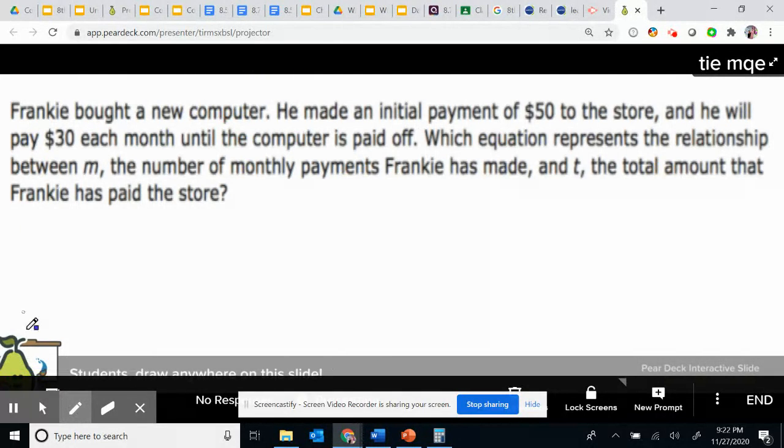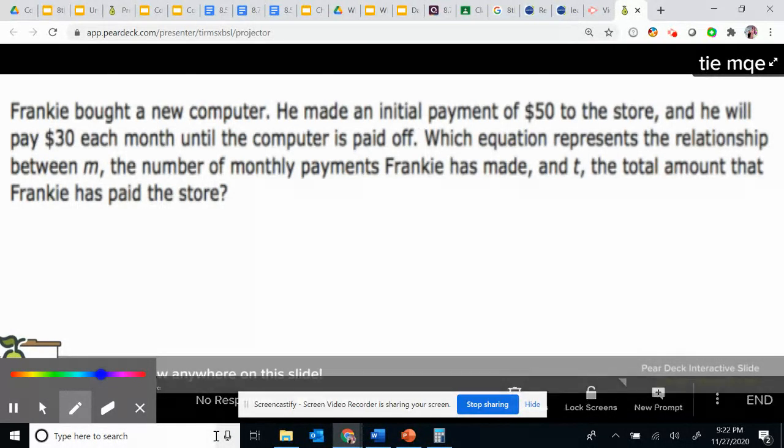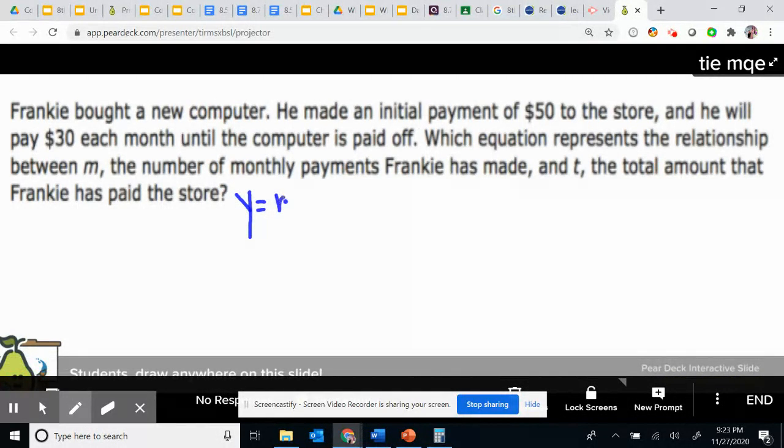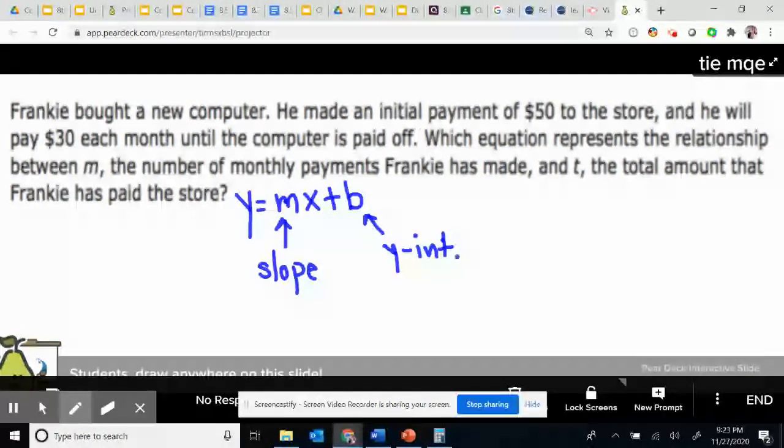All right, so the first thing I'm going to do is write my formula for slope-intercept. And we know that that is y equals mx plus b, where m represents our slope and b represents the y-intercept. So just put y-int for short.